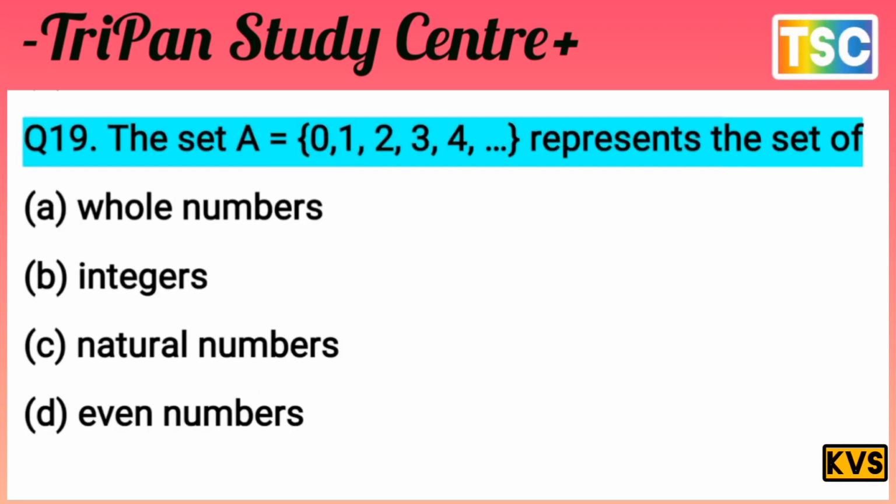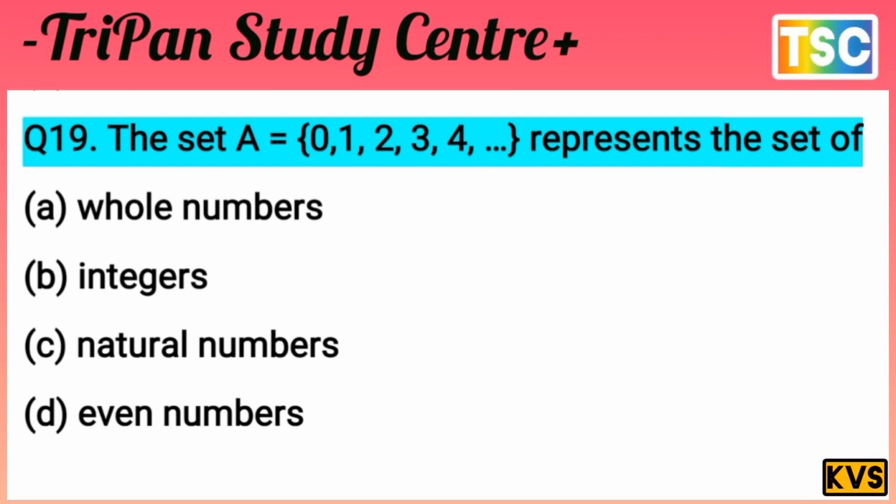The next question on your screen is important. The set A is equal to 0, 1, 2, 3, 4 represents the set of: A, whole numbers; B, integers; C, natural numbers; D, even numbers. The question is clear. Set A is 0, 1, 2, 3, 4. But first of all, check your IQ level, choose the correct option and note it in your notebook. You must have a thought of your answer.